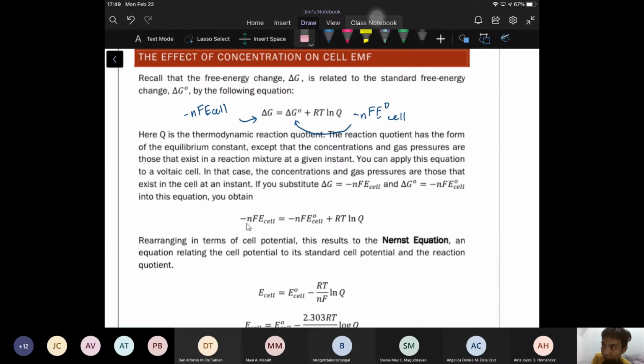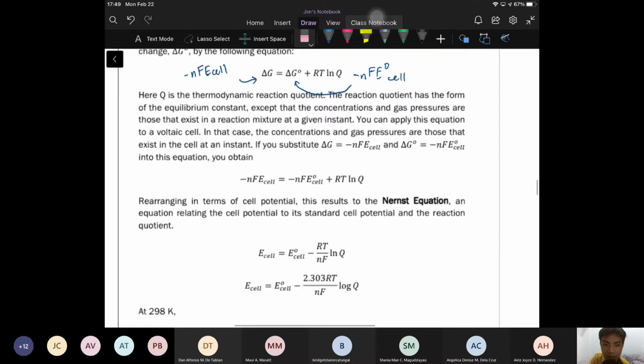So, gagawin natin, we will plug in all the equations for delta G and delta G naught in this equation, we will get this: negative nF E cell equals negative nF E naught cell plus RT ln Q. Okay. Then anong gagawin natin? We solve for E cell. Ano lang yan, cross multiplication, so on so forth, you will get this equation here: E cell equals E naught cell minus RT over nF ln Q.